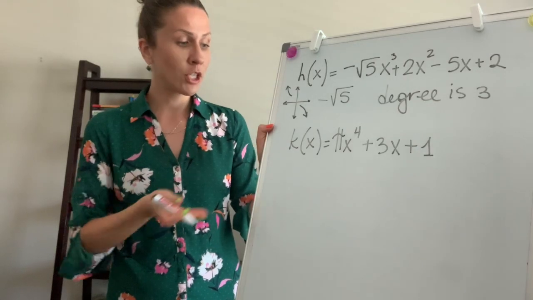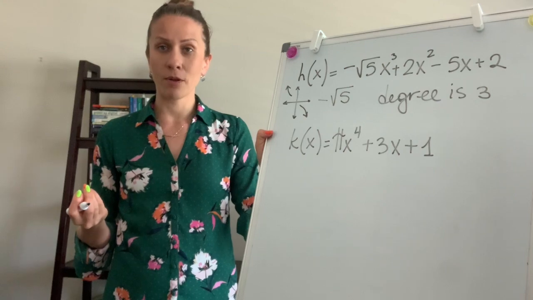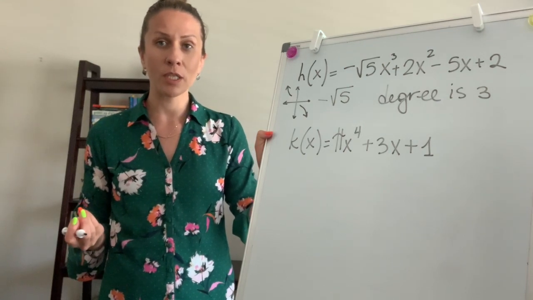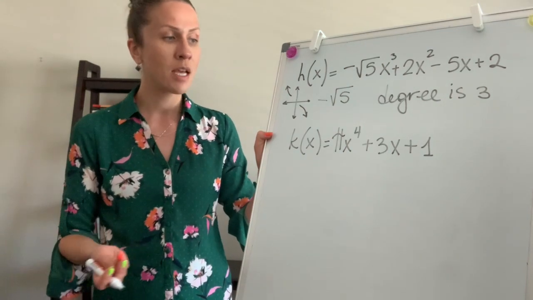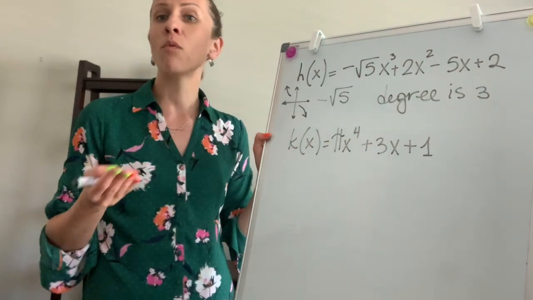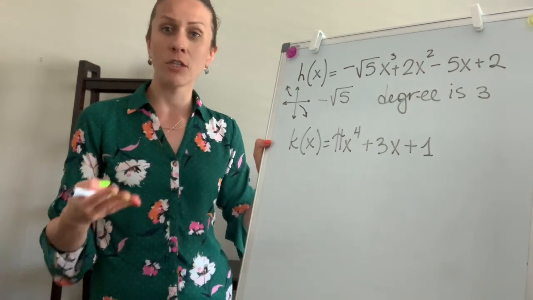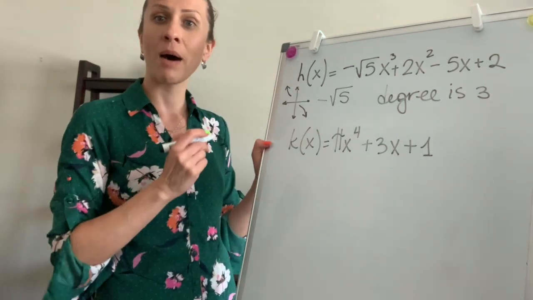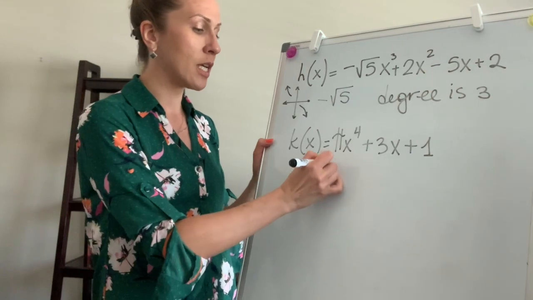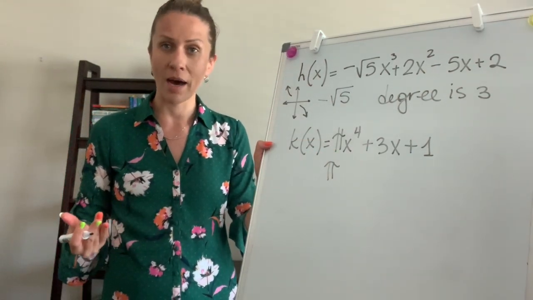Now let's look at function k. What is the leading term of this function? The leading term is the term with the highest power of x, and that is pi x to the power of 4. Now, what is the leading coefficient of this function? The leading coefficient is the coefficient of the leading term, which means it's pi. So the leading coefficient is pi, and what we really care about is its sign, and it's positive.